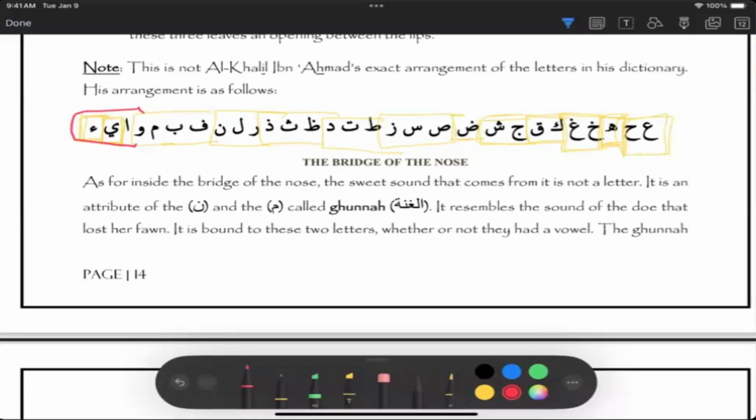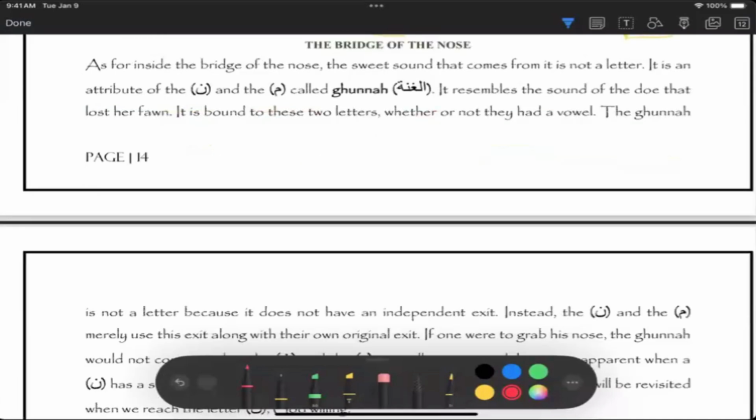Alhamdulillah. And then the bridge of the nose. As for inside the bridge of the nose, the sweet sound that comes from it is not a letter. It is an attribute of the noon and the meem called ghunna. It resembles the sound of the doe that lost her fawn, because she's making that sound from her nose. It is bound to these two letters, whether or not they had a vowel.